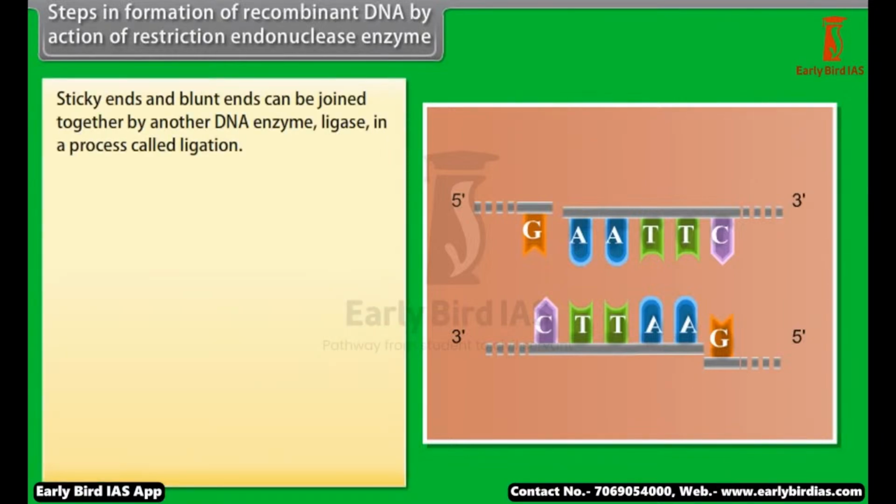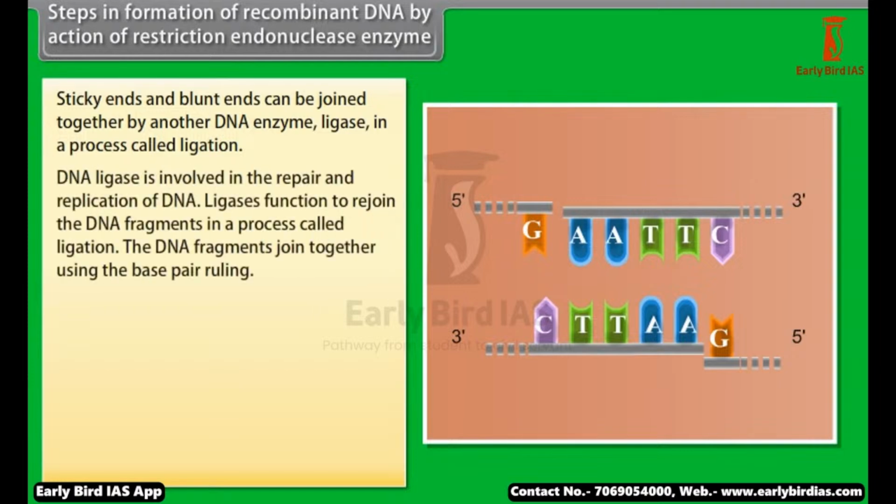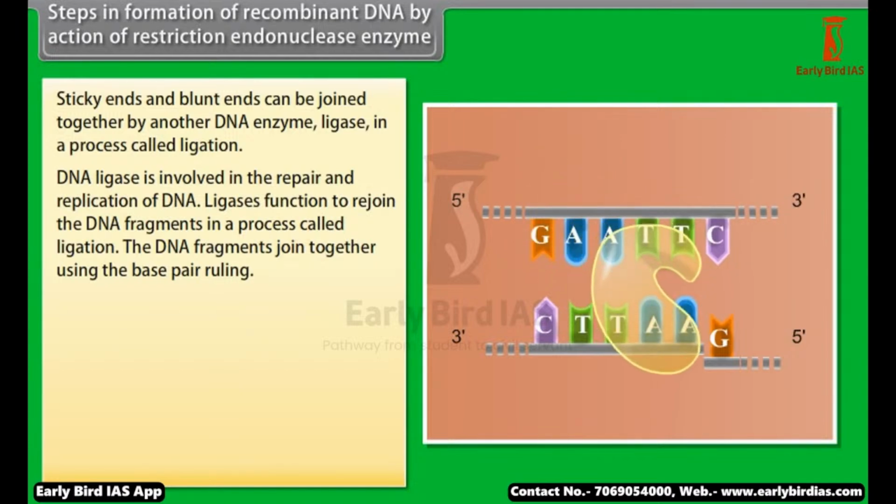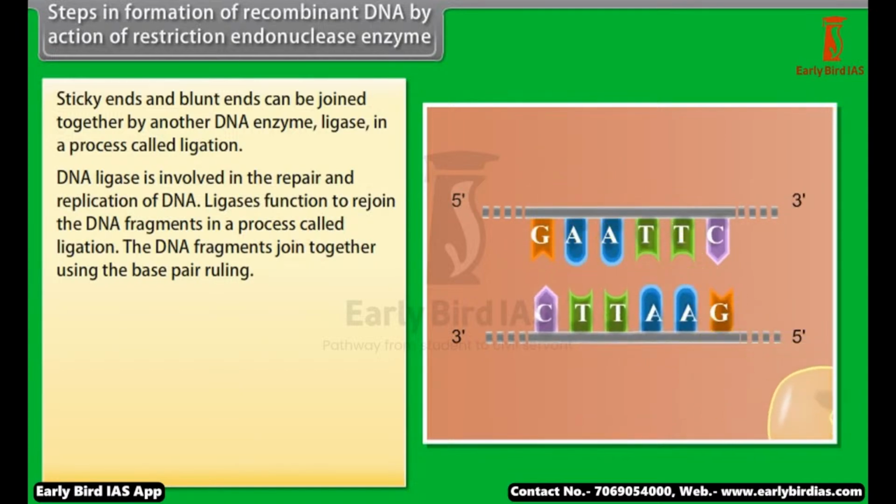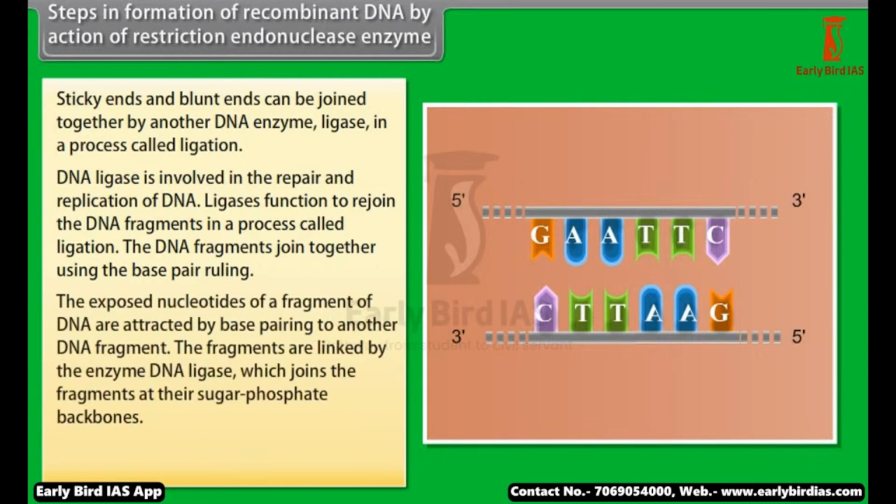Sticky ends and blunt ends can be joined together by another DNA enzyme, ligase, in a process called ligation. DNA ligase is involved in the repair and replication of DNA. Ligases function to rejoin the DNA fragments in a process called ligation. The DNA fragments join together using the base pair rule. The exposed nucleotides of a fragment of DNA are attracted by base pairing to another DNA fragment. The fragments are linked by the enzyme DNA ligase, which joins the fragments at their sugar-phosphate backbones.